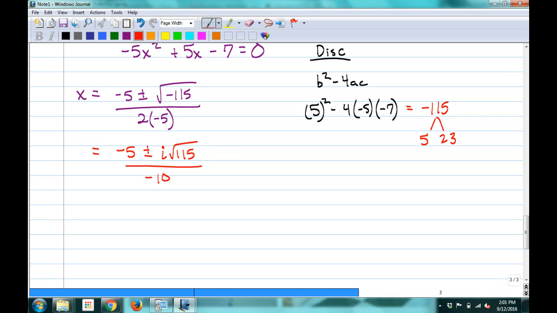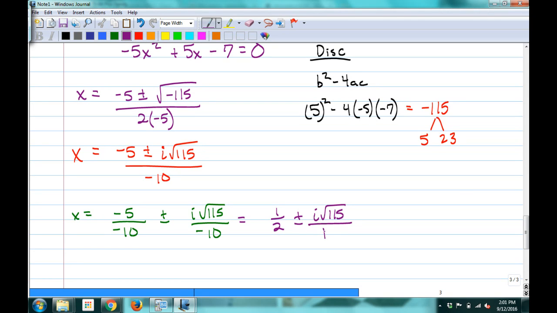But I do know that I could split this apart and get it into that complex form that we dealt with in the complex number section, where we wrote it as -5 over -10 plus or minus i radical 115 over -10. And part of that will simplify, which is the reason I want to do that. That front part there, that's 1/2 plus or minus i radical 115. And then the negative goes away on the 10.